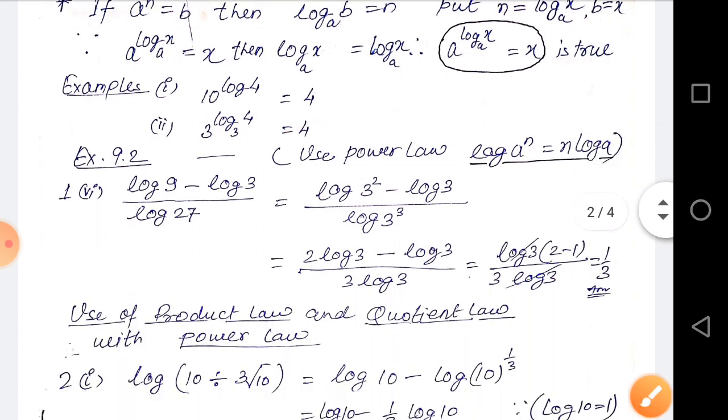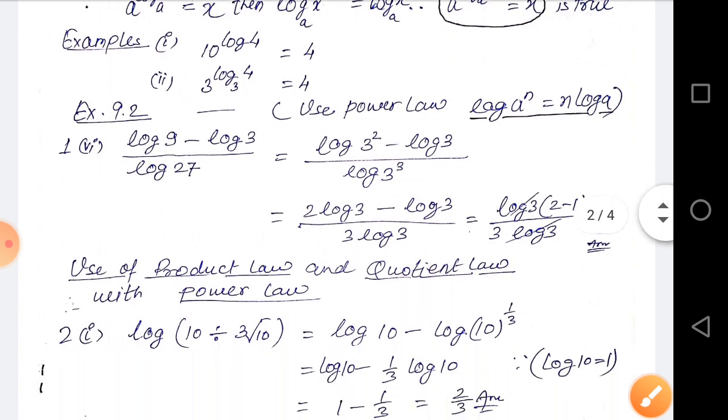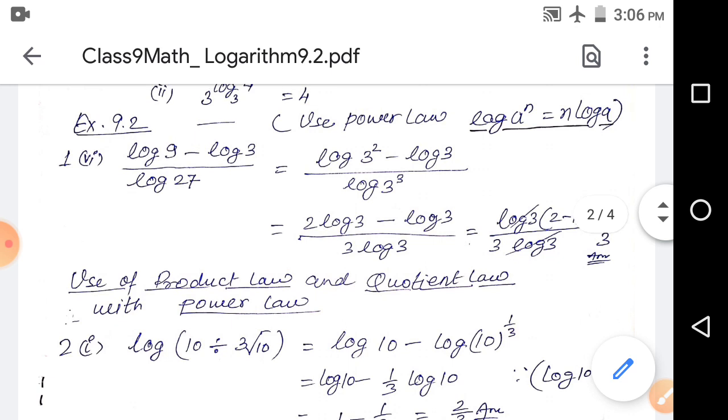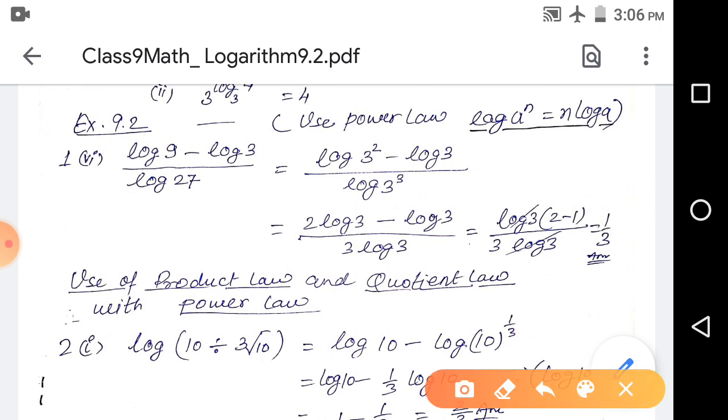Now we have the questions from exercise 9.2. See the first question, part number 6. I am solving this one only, because the previous questions you can solve by using the ideas that you got from this question. So we have the question log 9 minus log 3. Directly we can use the quotient law, because the minus sign is present here.